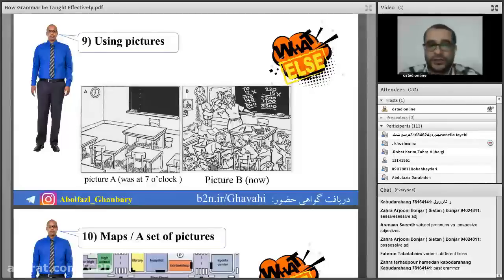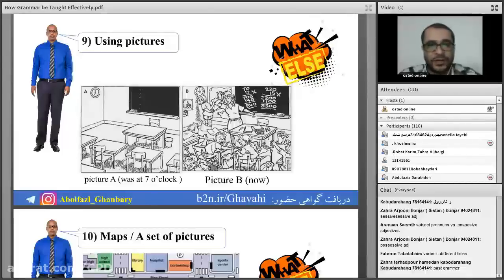Using pictures, for example, we want to teach the to be verb in the past, was and were. Say that picture B is now, and there are a lot of students in the classroom, but at 7 o'clock in the morning, there weren't students, or there wasn't any student. Yeah, it depends on you which type of sentences to use.